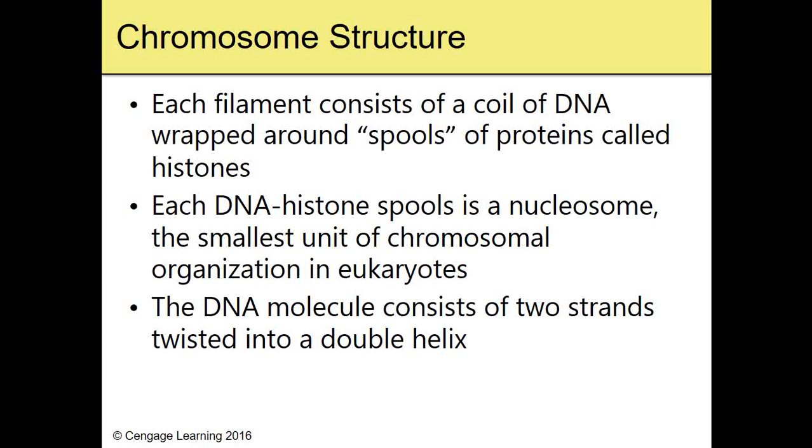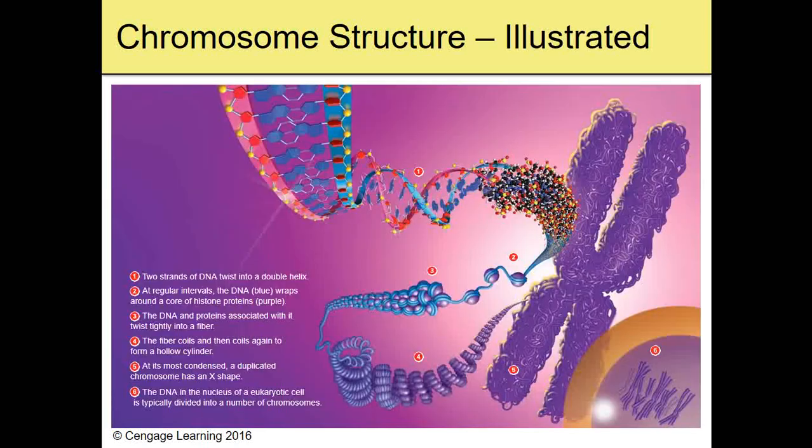So the super condensed DNA is going to be visible for you under a light microscope because it's so tightly wound on itself, and it's also going to be used for duplication and replication. So that's what this looks like.